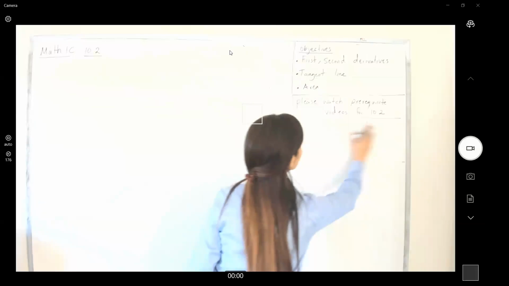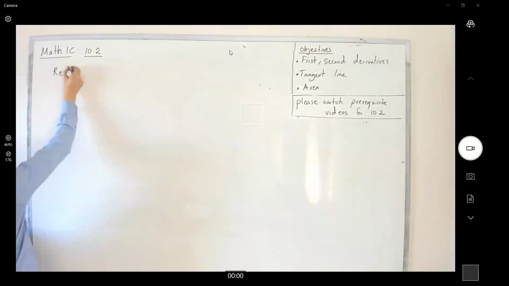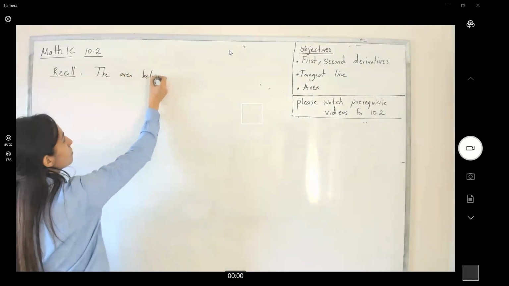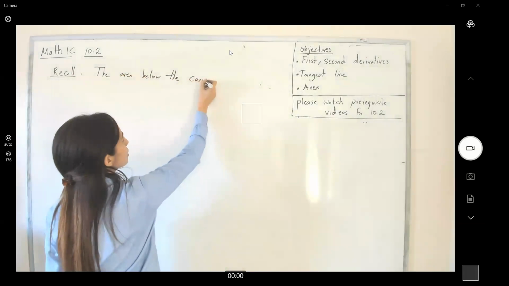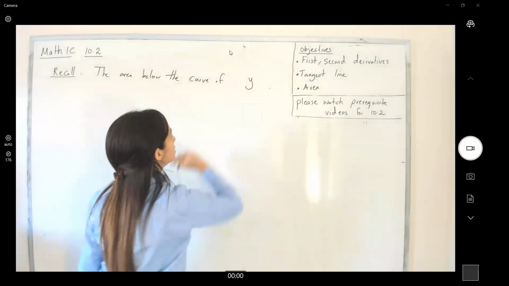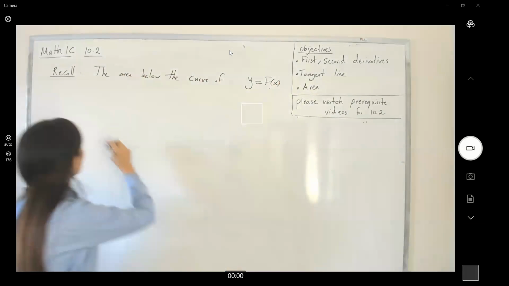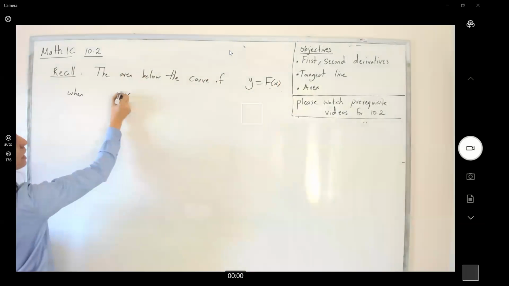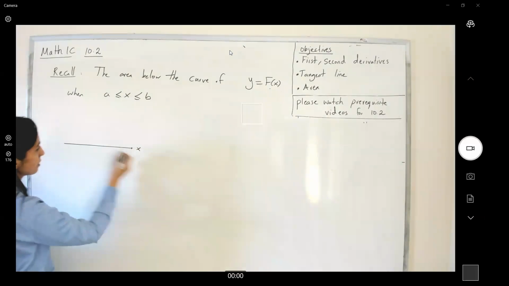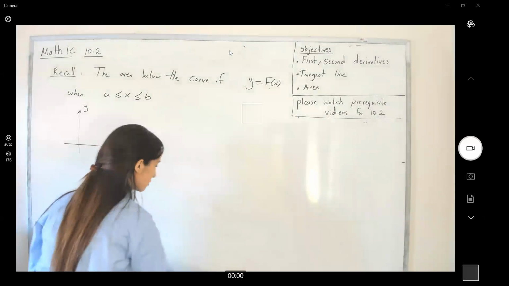So remember that in Math 1B, you learned about the area below the curve of a function like y equals f of x, when x is bounded between a and b. Suppose, to visualize it this way, this is your x-axis, this is your y-axis. Suppose here you have your graph.